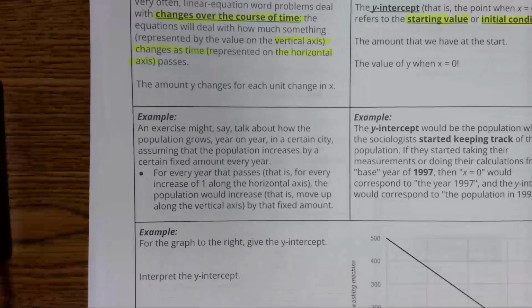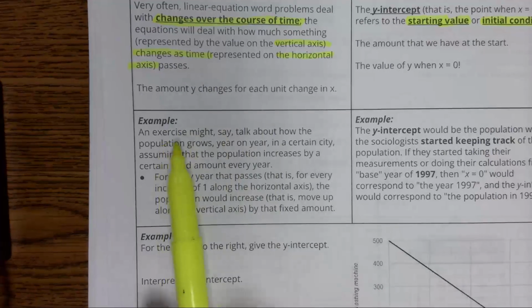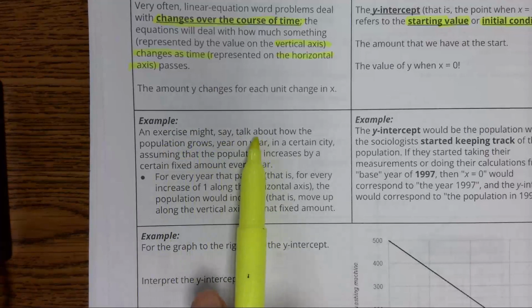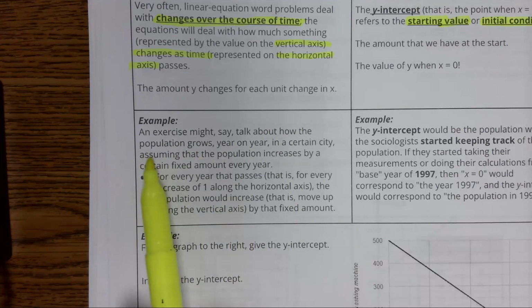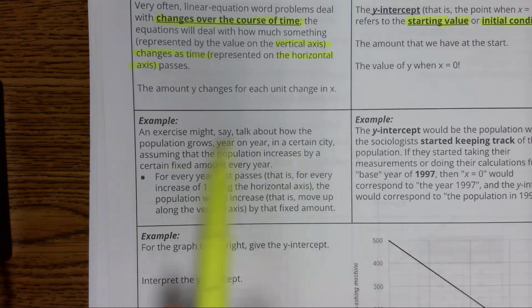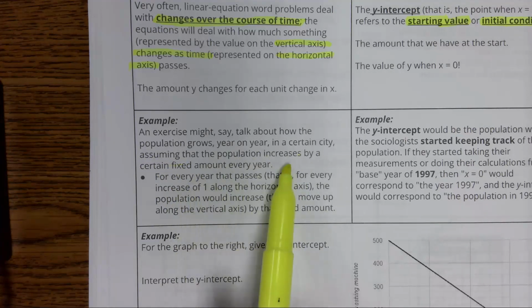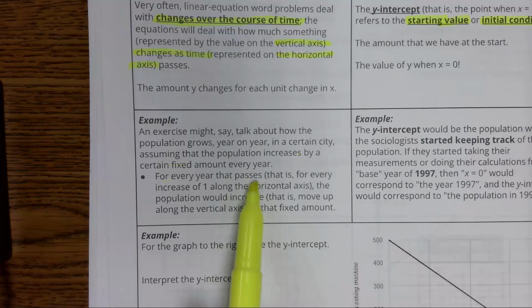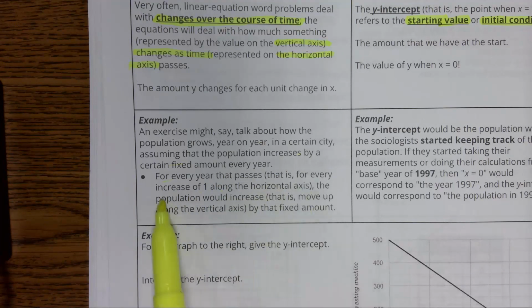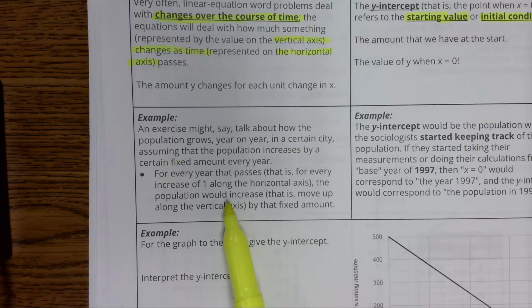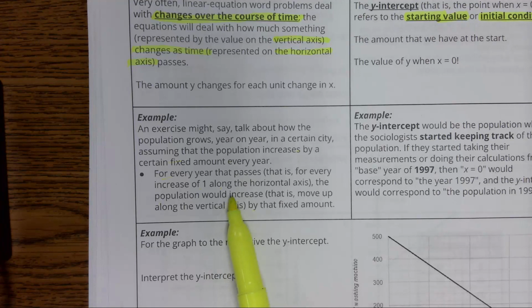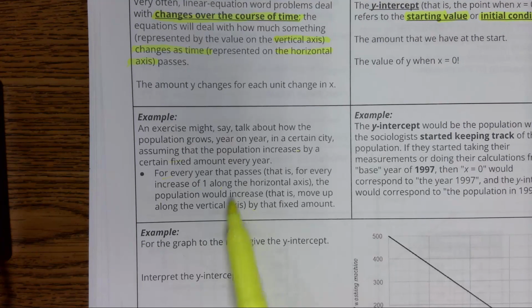Okay, let's take a look at this one below. I'll read it for you, with you. An exercise might say, talk about how the population grows year on year in a certain city, assuming that the population increases by a certain fixed amount every year. For every year that passes, that is, for every increase of 1 on the horizontal axis, the population would increase or move up. Or maybe what would happen if the population was decreasing? What would happen to the line? It would move down. Okay. All right.